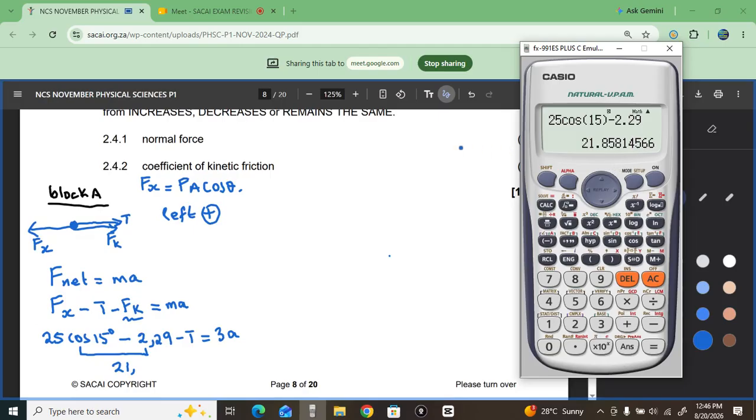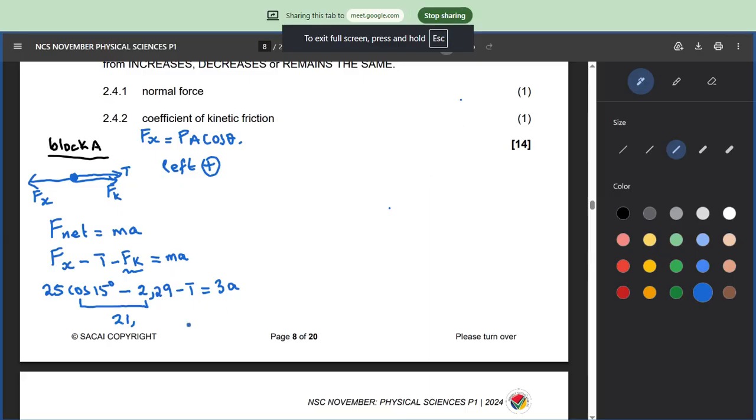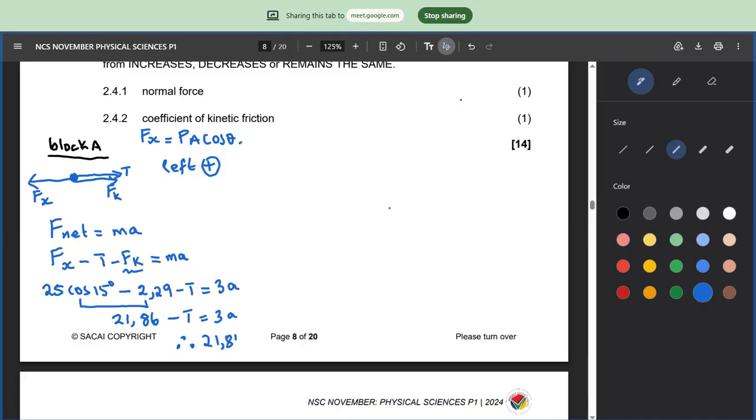21.86. You know what I did, sir? When you put cos 15, I didn't close the bracket, I just put minus 2, and so on. Okay, and this gives us 21.86, and then we still have minus T, which equals 38. So I'm going to make tension the subject of the formula. I can move it to the other side to be positive, and bring the 3a this side to be negative. So this will be 21.86 minus 3a, which equals T. Let's call this equation 1.